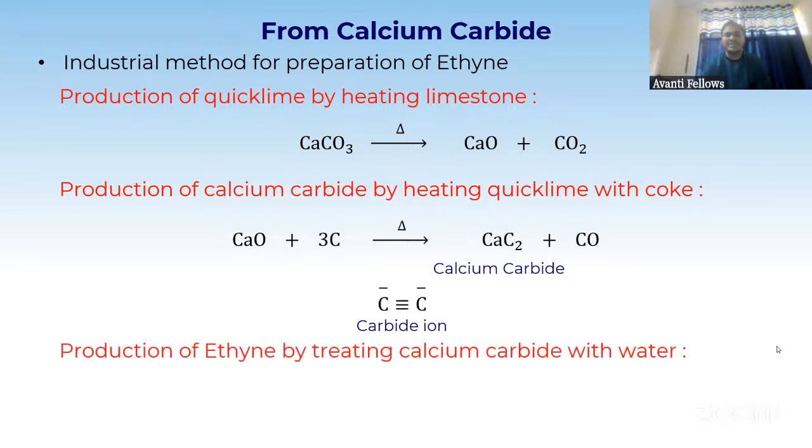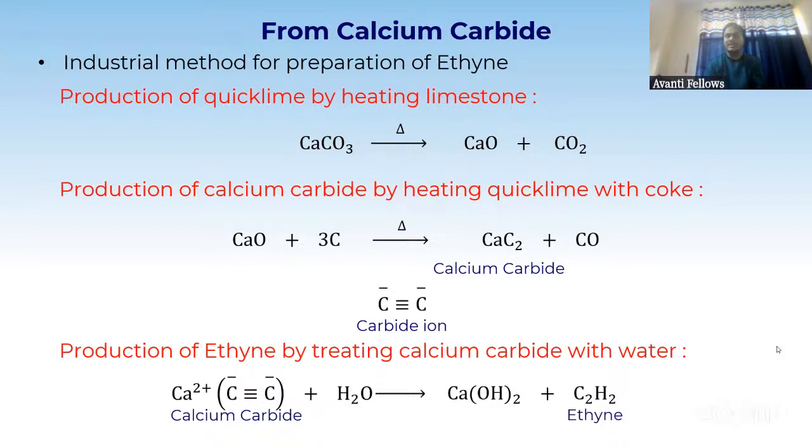Now, the production of ethine by treating calcium carbide with water. Let's see how it is prepared. So we have a carbide ion, that is C triple bond C negative, and when we treat this with H2O, then calcium hydroxide and ethine are produced. So this is how you prepare ethine from calcium carbide. I hope this is clear to everyone. Did you understand? Done? Good.